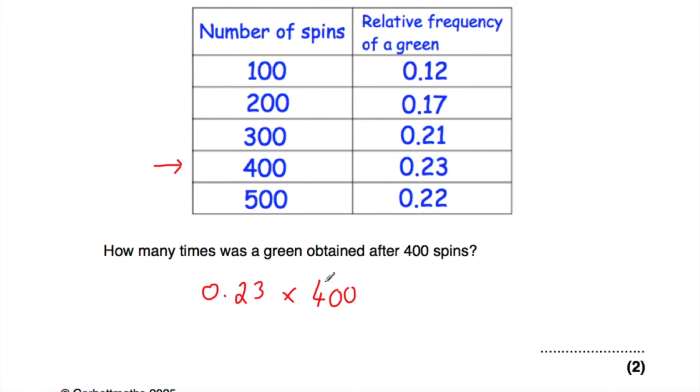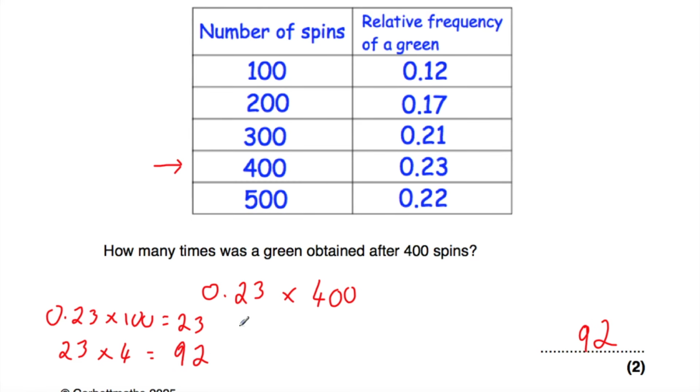Now this is a non-calculator question. So what I'm going to do here is, rather than times by 400, I'm going to times by 100 and then by 4. Because if you multiply by 100 and then times by 4, that's the same as multiplying by 400. So 0.23 times 100 would be equal to 23. And then we're going to do 23 times 4. And to do 23 times 4, you double it and double it again. So double 23 would be 46, and double that would be 92. So that would be 92. So how many times was a green obtained after 400 spins? The answer would be 92.